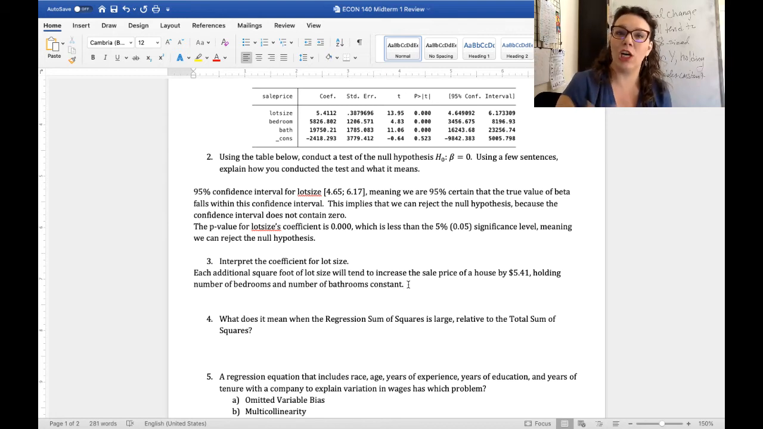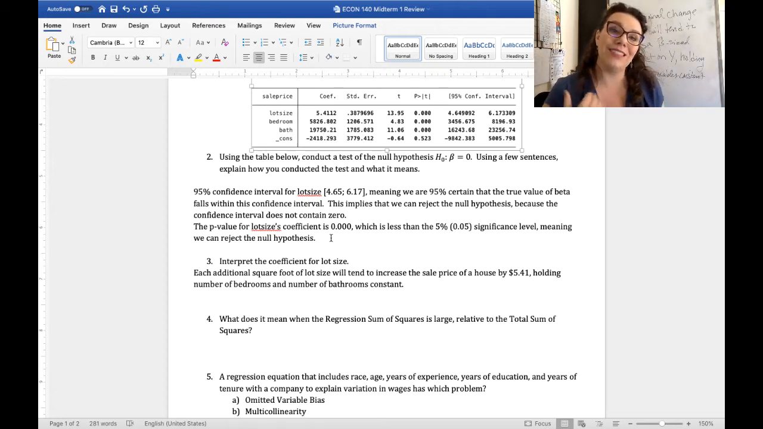If I wanted to look at the coefficient for bathrooms, I would say each additional bathroom a home has is going to tend to increase the sale price of that home or that house by $19,750.21, holding number of bedrooms and lot size constant.